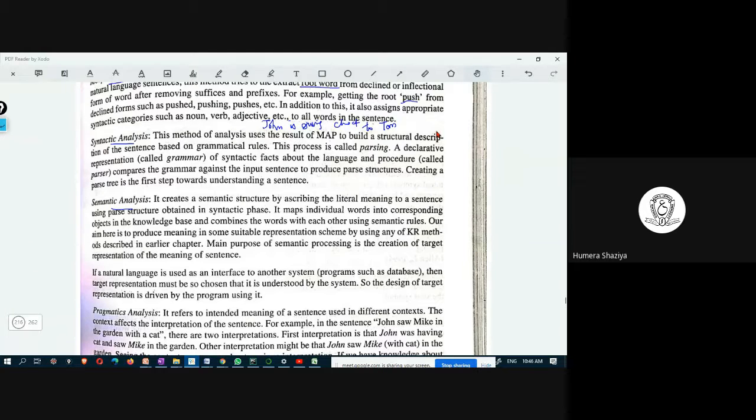Okay, then when there is a parse structure, the next step is knowing the meaning. Who is doing what and what is happening in that. The main purpose of semantic processing is the creation of target representation of the meaning of the sentence. All right, here meaning is important.